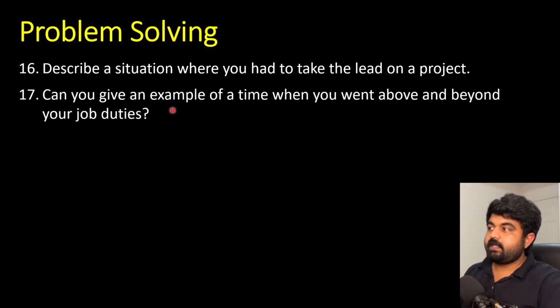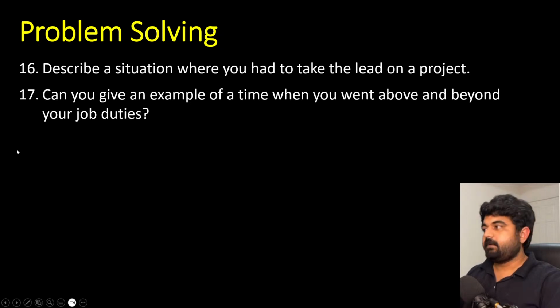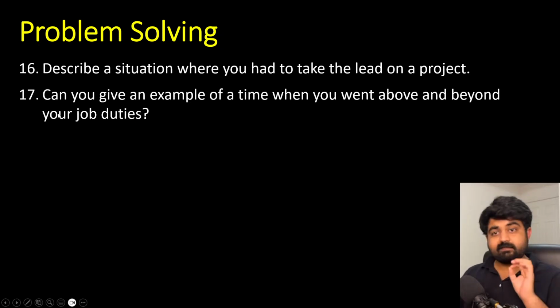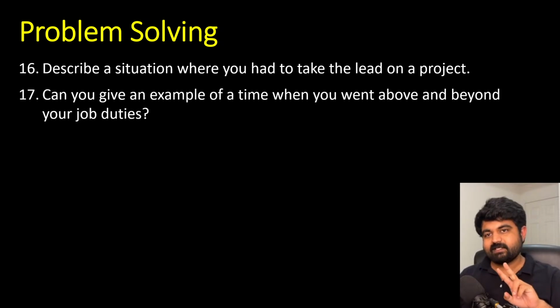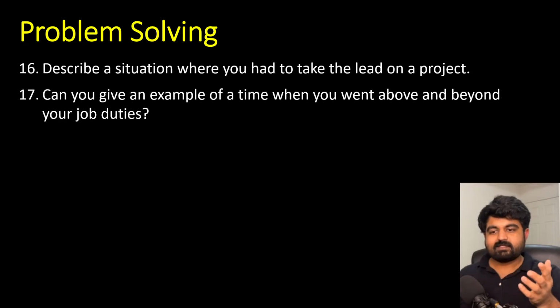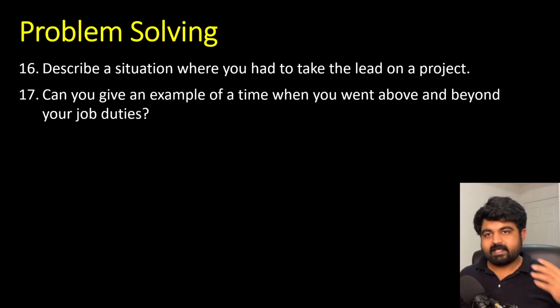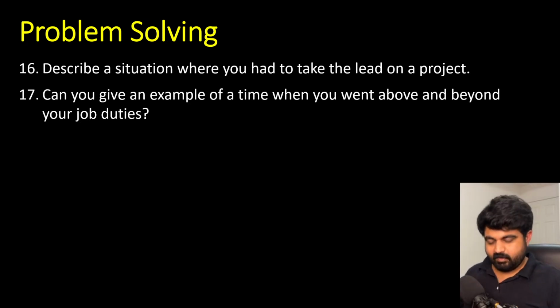Next is, can you give an example of a time when you went above and beyond your job duties? This question is actually tricky in both ways. Number one, they want to see your commitment, whether you are committed to the cause or to the project that you are trying to build or complete. Number two, are you going to lie in this kind of situation? Some people would say, yeah, I was in a situation where I had to work like 14 hours a day for 7 days for like 6 weeks to complete this. Maybe they did, but more than likely they might not have. And interviewers can pretty easily judge that this person may be exaggerating.